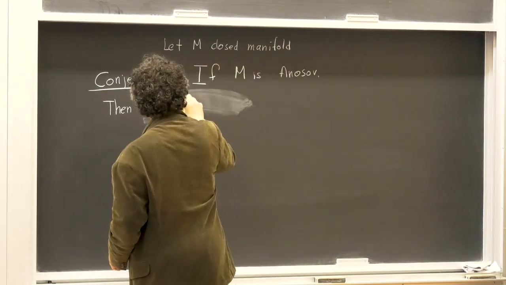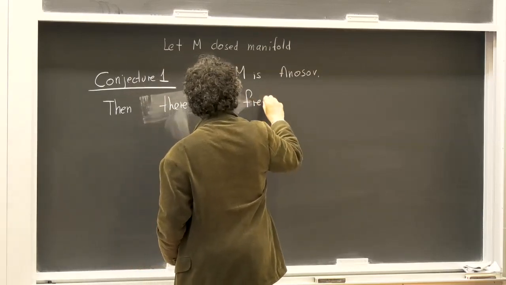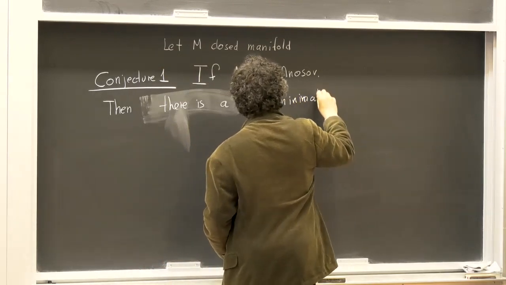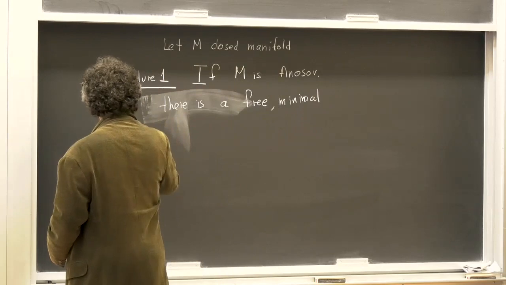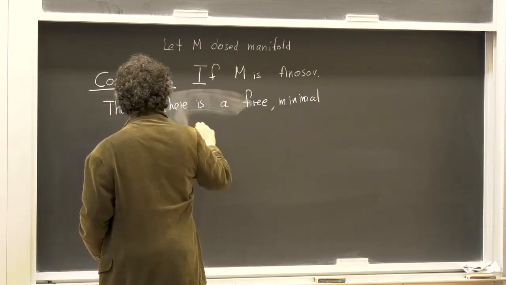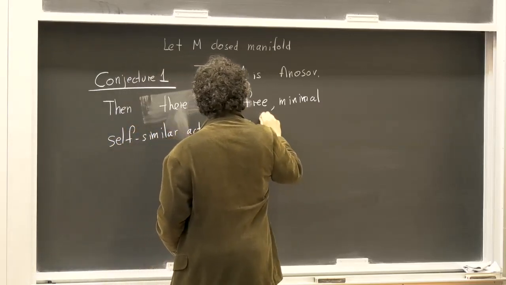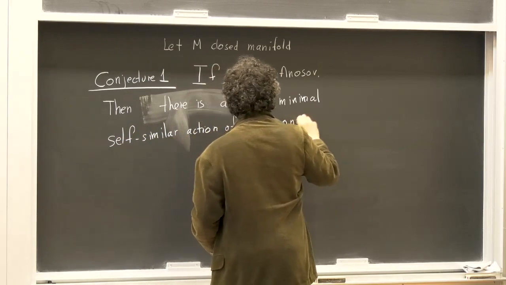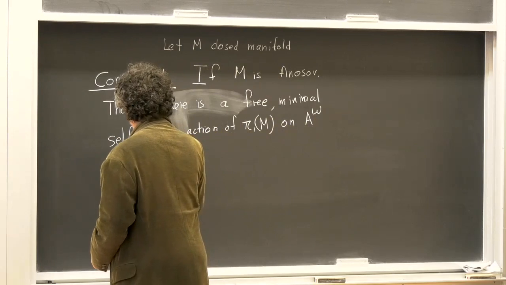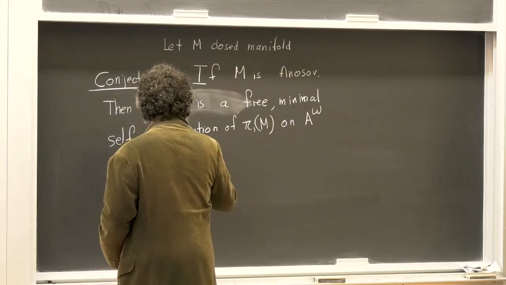There is a free, minimal, self-similar action of the fundamental group on A omega for some alphabet, for some finite A.